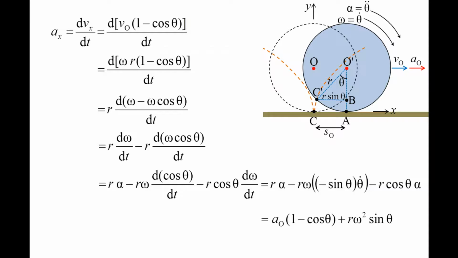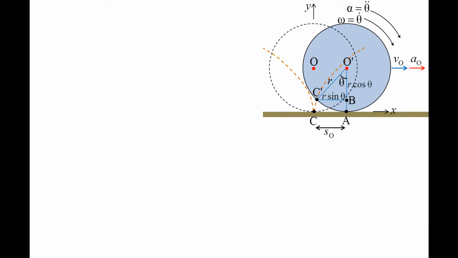Noting that r times alpha is the linear acceleration of point O, AO, we have that AX is equal to AO times the quantity 1 minus cosine theta plus r times omega squared times sine theta. We now will determine the y-coordinate, y-component of the velocity, and y-component of the acceleration for point C'.